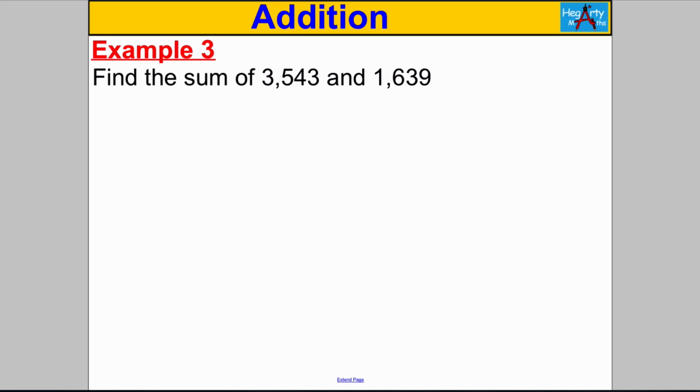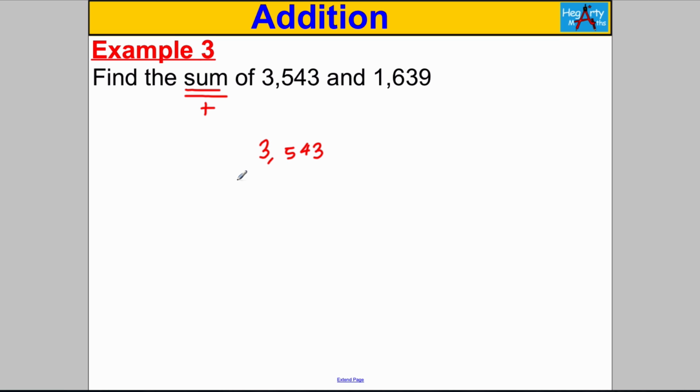If you want to, go ahead and do it, otherwise I'll go through now. The examiner's asked us to find the sum of these two numbers, and we've got to remember from a previous video, sum means to add. So let's do a column addition.